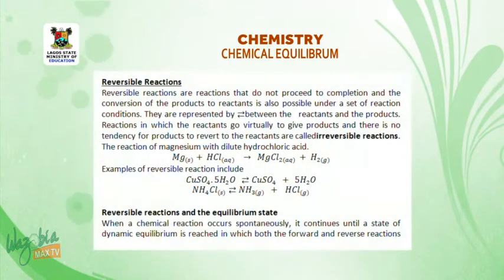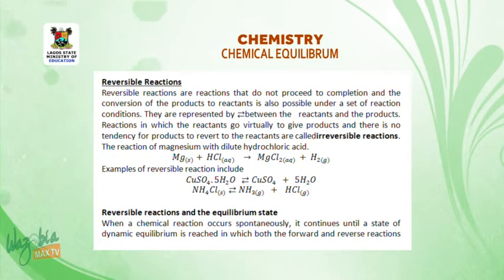Now, reversible reaction. Reversible reactions are reactions that do not proceed to completion, and the conversion of product to reactant is also possible under a set of reaction conditions. They are represented by a reversible sign between the reactant and the product. Reactions in which the reactants go virtually to give products and there is no tendency for products to revert to the reactants are called irreversible reactions.